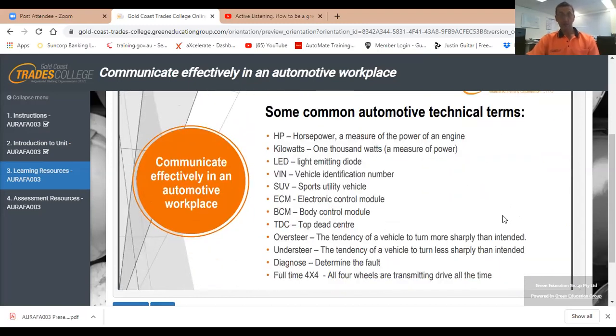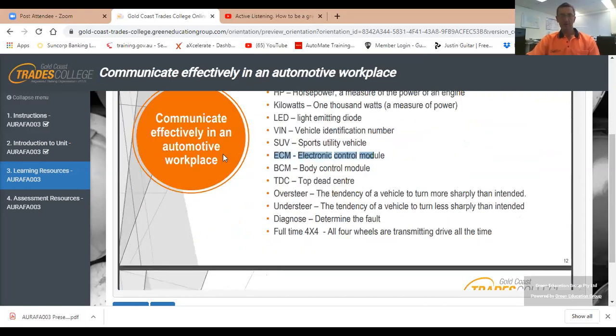Just continuing on with some common technical terms, HP, horsepower, kilowatts, it's 1,000 watts, as in kilo, that's a measure of power. LED, light emitting diode. VIN number, VIN, that stands for vehicle identification number. SUV, you can read these for yourselves. ECM, electronic control module. BCM, body control module. Top dead center, if you're working on engines, you'll know that that's when the piston is at its very top of its travel, known as top dead center.